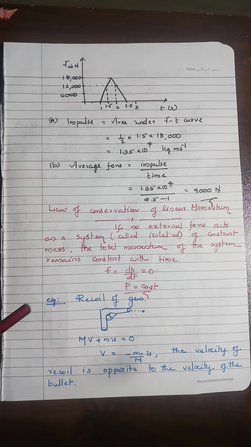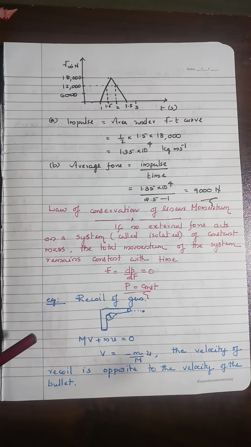The law of conservation of linear momentum. We can go through a lot of examples in the coming chapters. If there is no external force acting on the body, then F becomes 0. That means dp by dt becomes 0. The momentum is constant. The momentum before the event is equal to the momentum after the event.